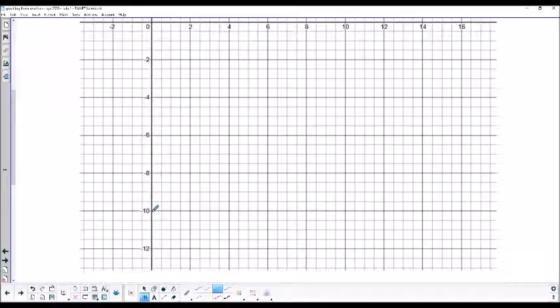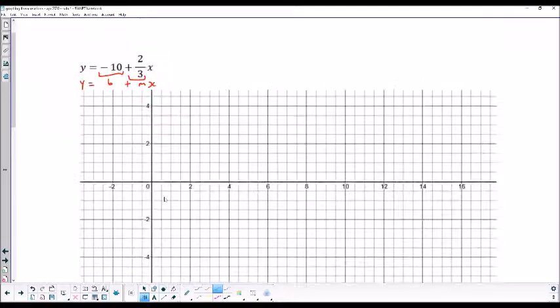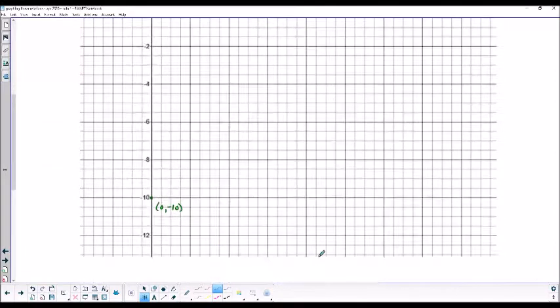So we're going to start down here, at the y-intercept, which has the coordinates 0, -10. And then we know the slope is 2/3, so the rise is 2, the run is 3. I'm going to rise 2 units, 1, 2, so I'm going up, and I'm going to run 3 units, 1, 2, 3. There's going to be the next point on the line.